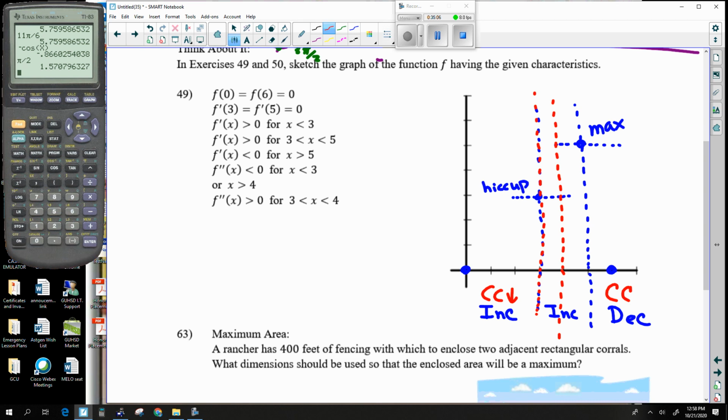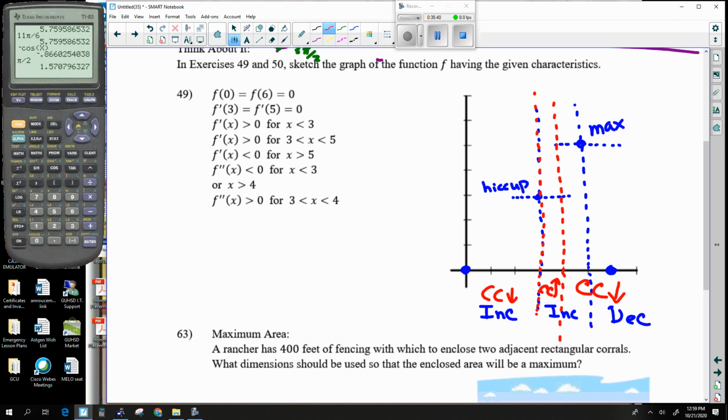So when it goes to 3, and then this area over here is also negative, so this is also concave down. Okay, sorry, last statement. The second derivative is positive, that means concave up from 3 to 4. So it's concave up right there.